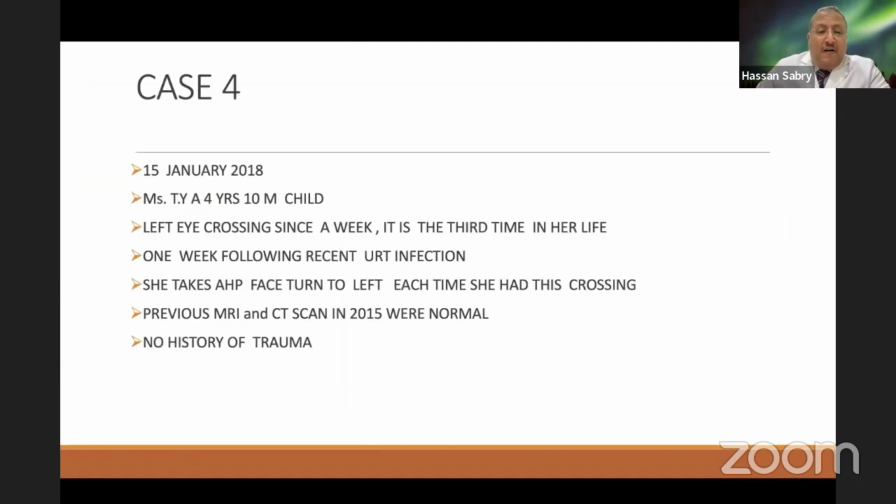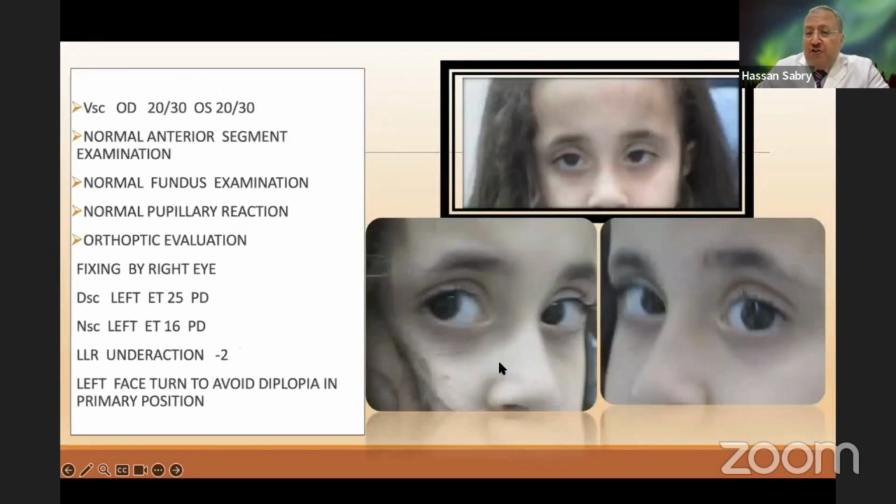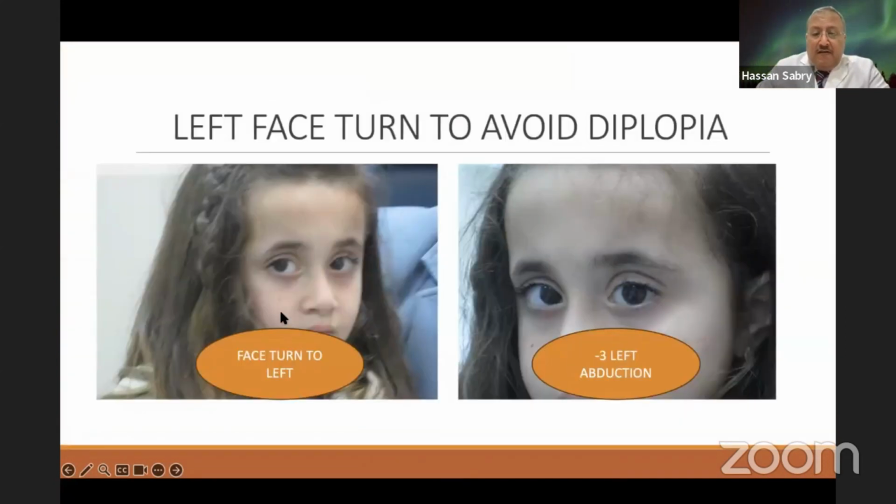Case number 4, also another child, 10 years old. She has a urinary tract infection and fever, and she came with a face turn. There is no history of trauma, and as you can see, she also has defective abduction of her left eye with esotropia. For distance 25 prism diopters, for near 16 prism diopters. So incomitance here is very indicative that there is something wrong with the abduction. When you examine the motility, there is left lateral rectus muscle underaction of -2. She takes the face turn to avoid double vision, and that's the picture showing the defect of abduction of -2 or -3. That's why she's taking the face turn.